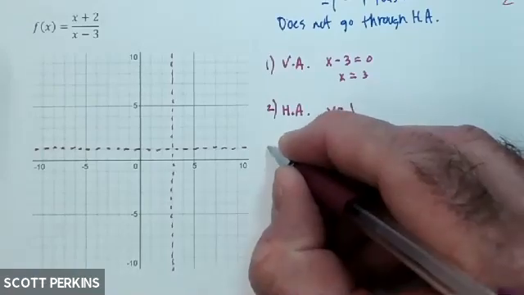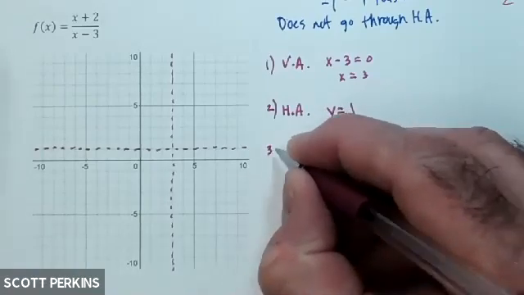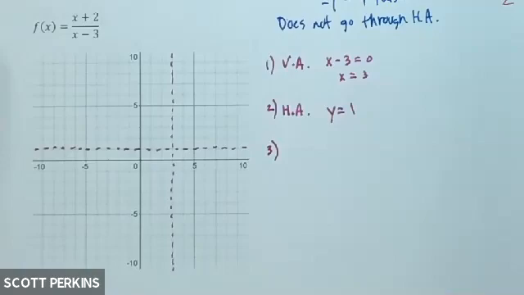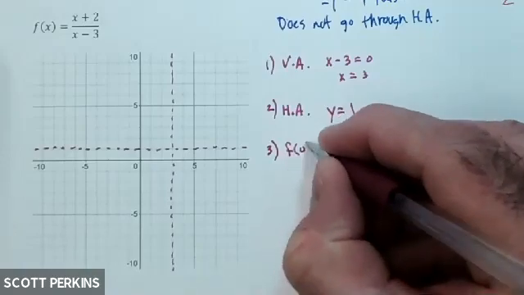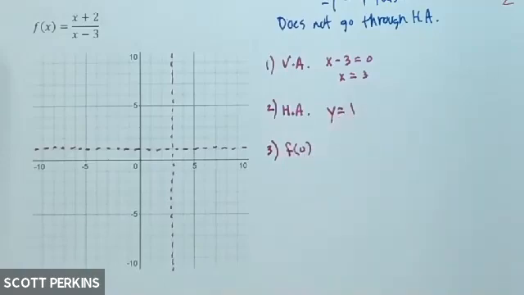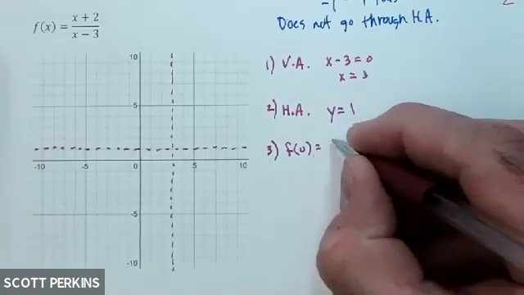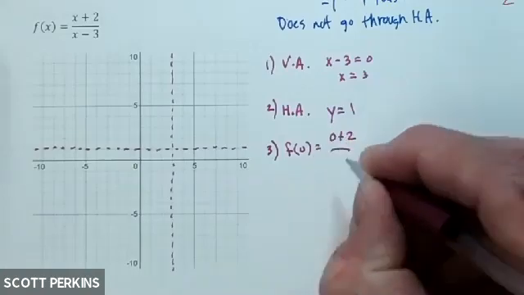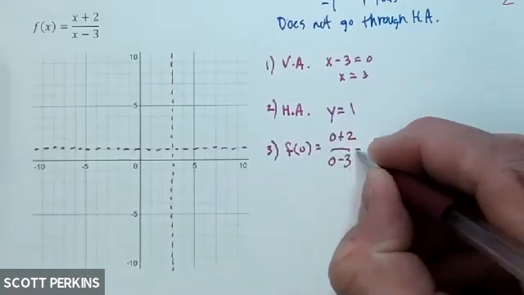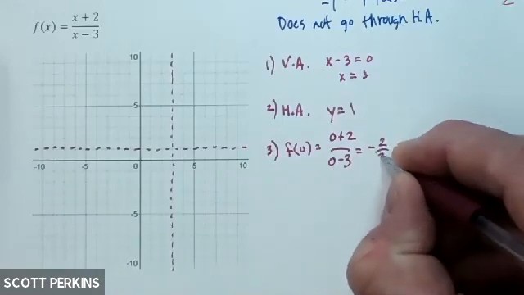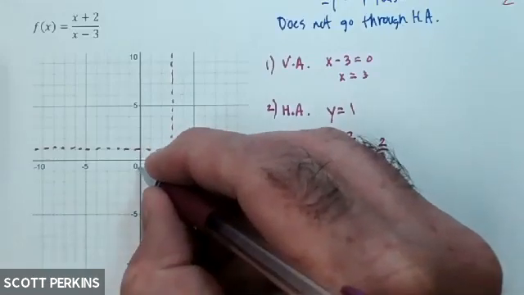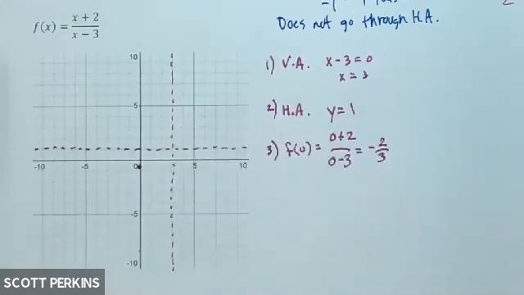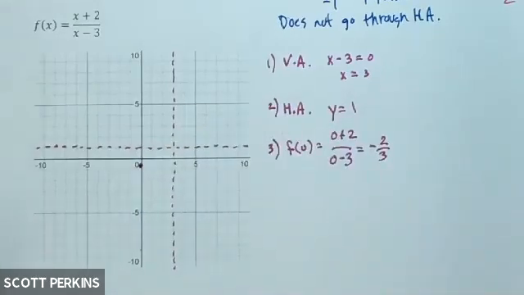The third thing I'm going to do is find my y-intercept, and I find the y-intercept by plugging 0 into the function, by plugging x equal to 0. So that happens at 0 plus 2 in the top, 0 minus 3 in the bottom, or negative 2/3. So again, just a little bit below, closer to negative 1. First 3 steps. Anybody got a question, comment, concern, anything going on?